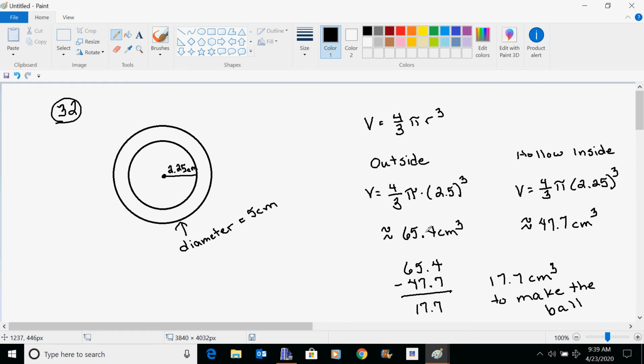So you take your outside part and you subtract your inside part, and it tells you how much rubber is just in this part right here, which would be your ball. So you'd have 17.7 cubic centimeters to make that ball. That's another thing where if someone were manufacturing, they would need to take into account how much material is needed for that.